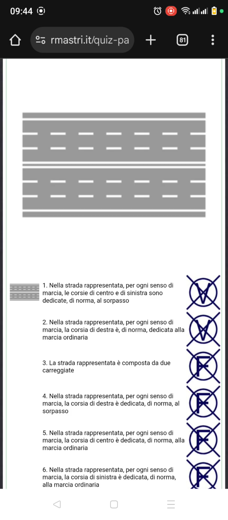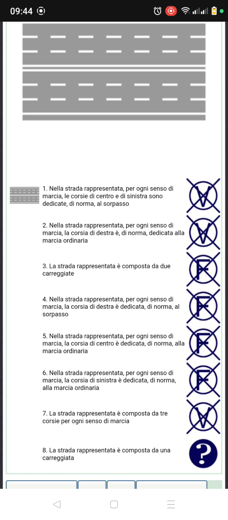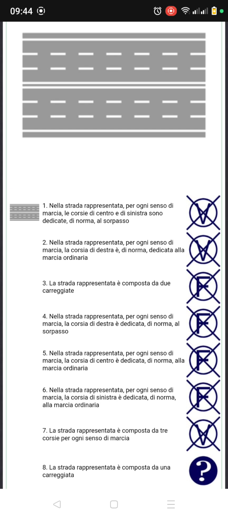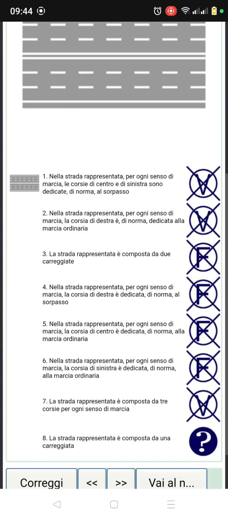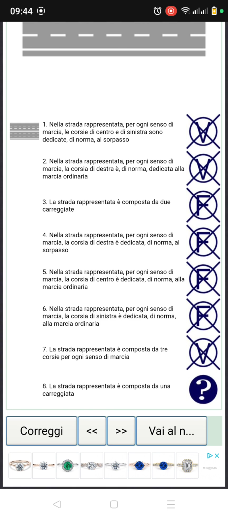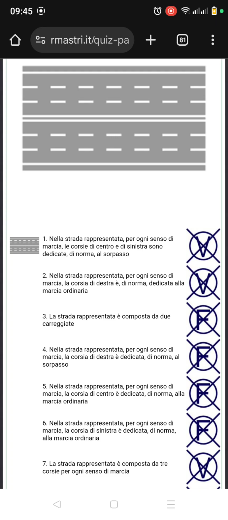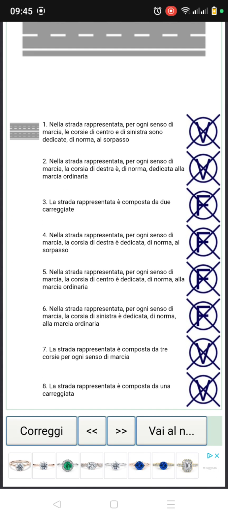So the first directional travel has 3 lanes, while the other directional travel has 3 lanes. So what they are trying to say, one of the 3 lanes is heading to one direction, while the other lane is heading to the opposite direction. So it's true. It's composta da 3 corsie per ogni senso di marcia. For every directional travel, the 3 lanes is heading to one direction. Yes, it's true. Number 8, la strada rappresentato è composta da una carreggiata. Yes, very, very true. So this very road is composed of one carriageway. So let's correct it.